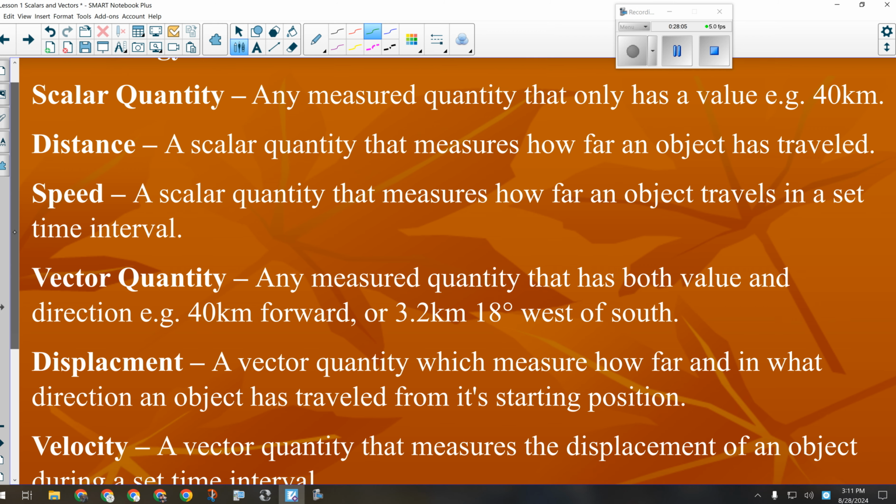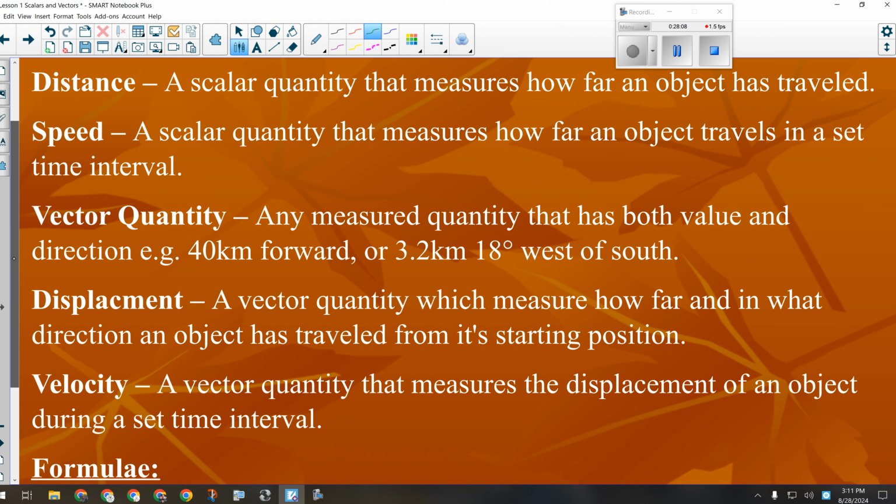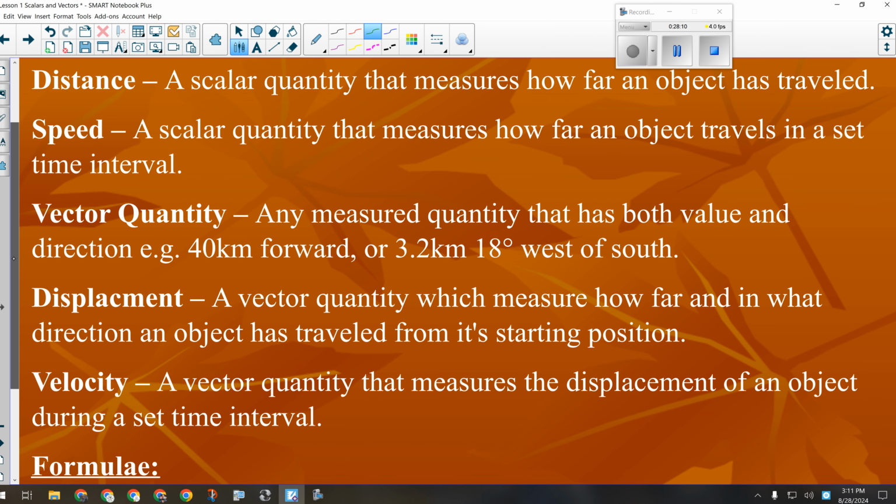Vector quantities, any measured quantity that has both value or magnitude and direction: 40 kilometers forward, 3.2 kilometers, 18 degrees west of south, 700 newtons down, 9.81 meters per second squared down. Acceleration and force are both vector quantities. Energy is a scalar quantity, like 200 joules. We're going to deal with which things are scalar, which things are vector.